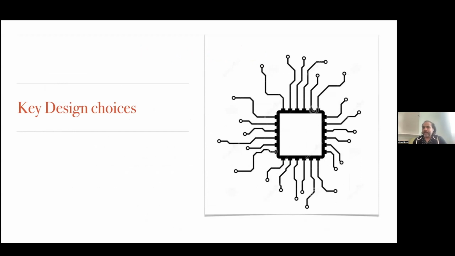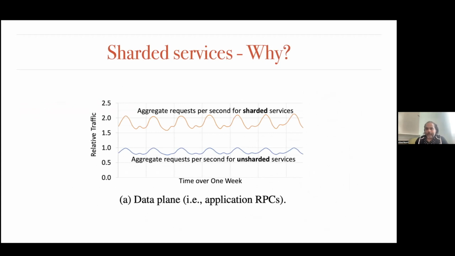Now to the more interesting part of this presentation: the key design choices that we went through. One of them was sharded service support, which is a bit unique to ServiceRouter. To give you a reason as to why: this graph shows, aggregated over a week, the traffic distribution for unsharded versus sharded. Roughly, the traffic for sharded services is double what is unsharded. So it's a considerable amount of traffic in our system.